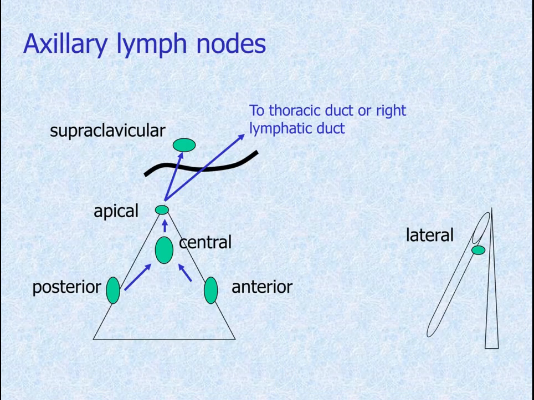Then about the lymph drainage of the upper limb, and the lymph nodes in relation to the upper limb. The lymph drainage of the upper limb has certain importance, but not so much. But the lymph nodes that drain the upper limb are a very important group of lymph nodes, which are called axillary lymph nodes. They are important not because they drain the upper limb, but because they drain the breast.